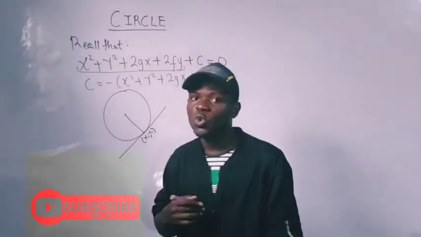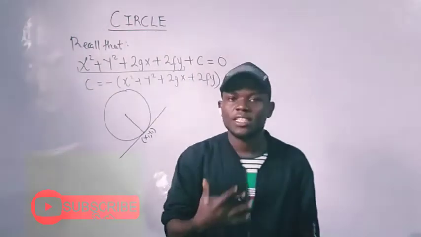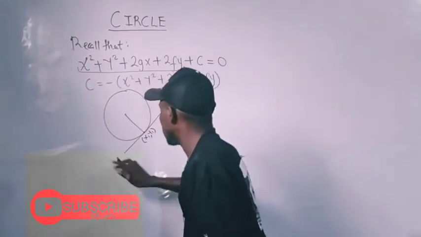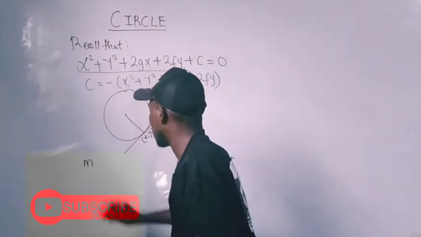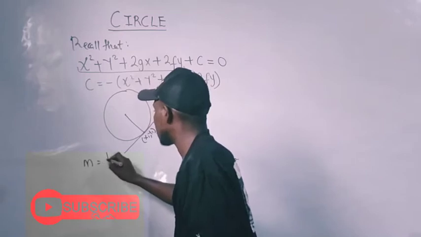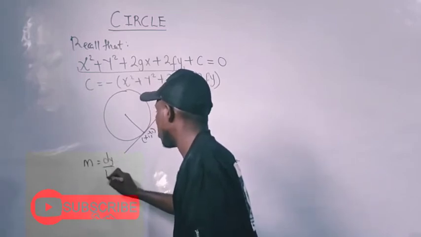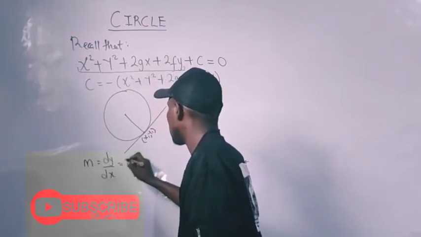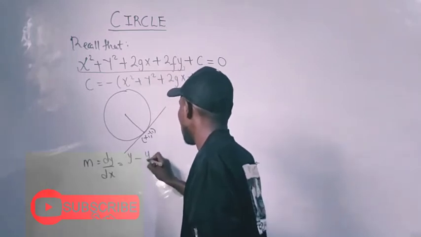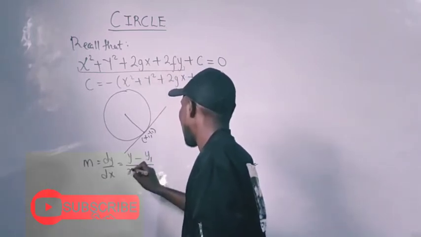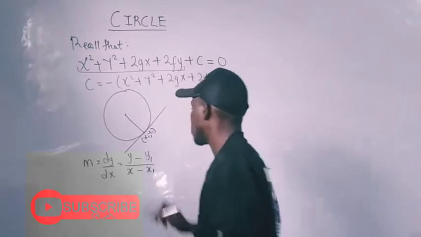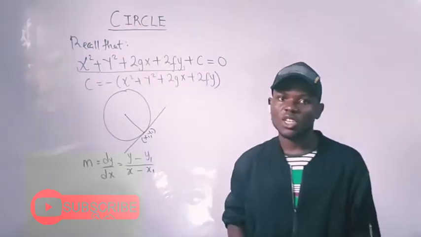Then I believe you know, if you follow me well, that gradient is denoted by capital M, and can also be written as dy dx, the popular guy of calculus, equals y minus y1 all over x minus x1. I believe this is equally clear.